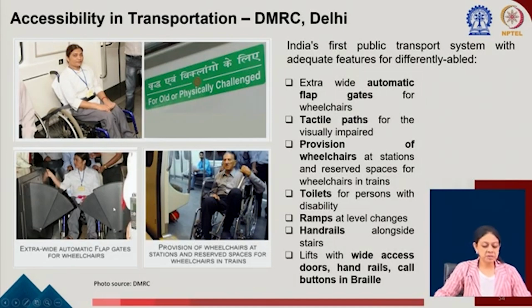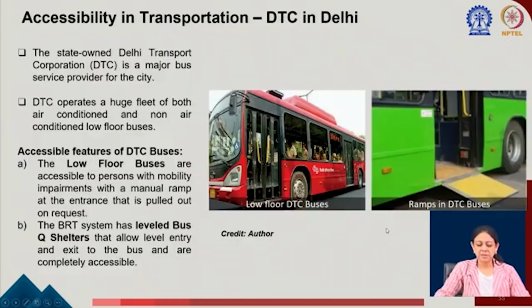Accessible transportation, where you have proper gates and space within. We'll discuss more on transportation later, so I just want to touch upon it to show that these exist. Extra-wide automatic flap gates, tactile paths for the visually impaired, low-floor buses, ramps.